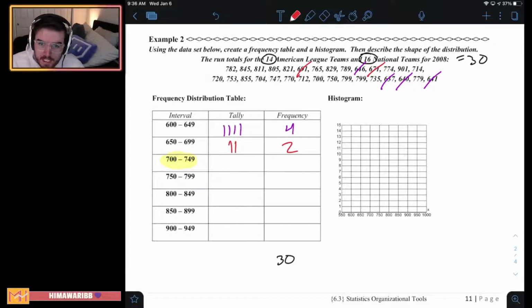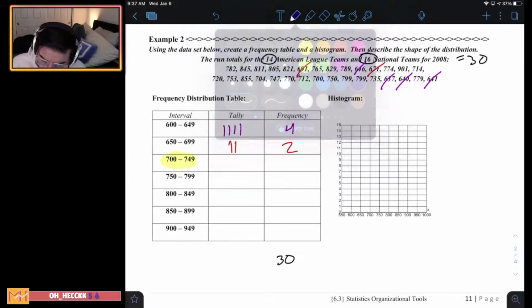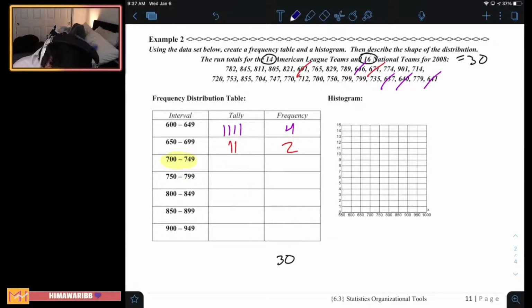Okay, I have 700 to 749. Just to make sure you're listening and know how to count, do that one for me. How many numbers are there from 700 to 749? Give you a second to count. So how many are there? 700 to 749. 1, 2, 3, 4, 5, 6, 7. 7.